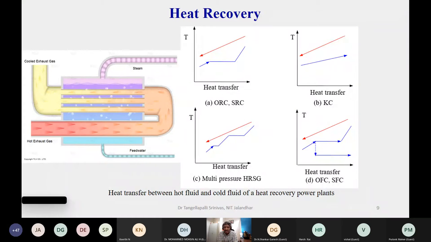So this flash technology we can use both in steam flash as well as organic flash. So I will explain the technology and how this technology works. Okay, may I go to the next slide? That's the technology overview. Are you clear about these four versions of heat recovery? That's a single fluid system and multi fluid system, like ORC, and multi pressure and flash system.